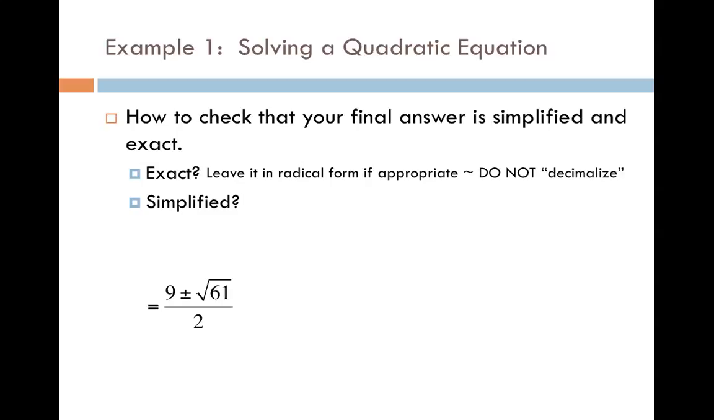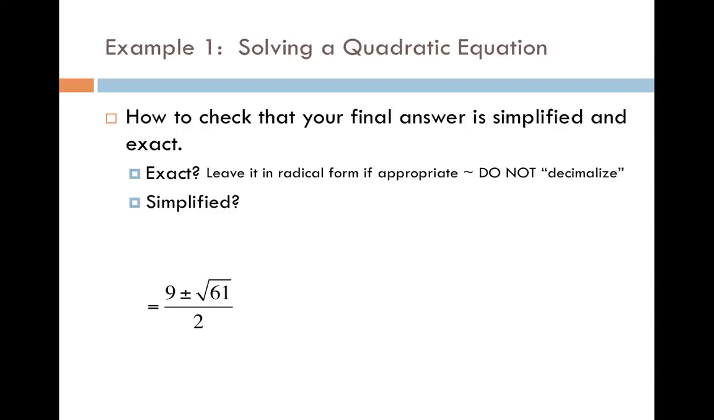Now the reason I say if appropriate is because if this is the square root of 64, where 64 is a perfect square, then obviously we want to take the square root of 64 and just make it 8. But if you're trying to take the square root of something that's not a perfect square, then you just leave it in radical form. So that's the exact part.